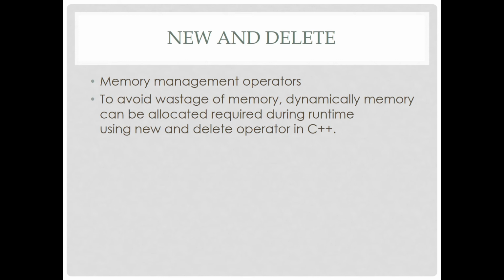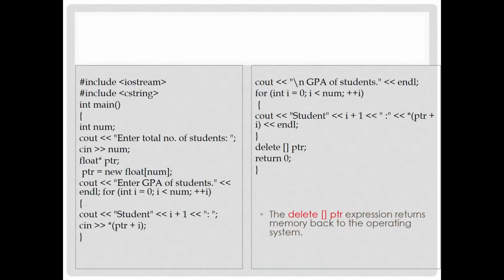Why does it do so? To avoid the wastage of memory, the memory is allotted or allocated dynamically during the runtime. That is why you use new and delete, and you call them memory management operators. This is done only during the runtime. The memory is created only during the runtime. Okay, we see an example over here.